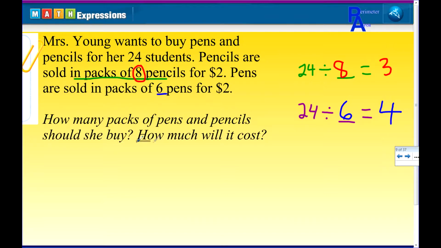Now there's the second part of this, how much will it cost? Well, if she bought 3 packs and 4 packs, can't we just add those up? 3 plus 4 equals 7, times $2 equals $14. So Miss Young spent $14 to get everybody a new pen and pencil.